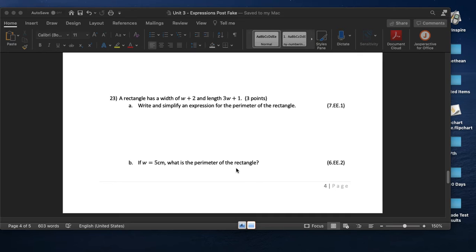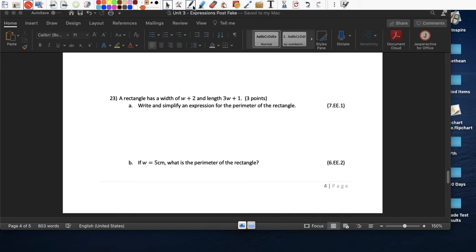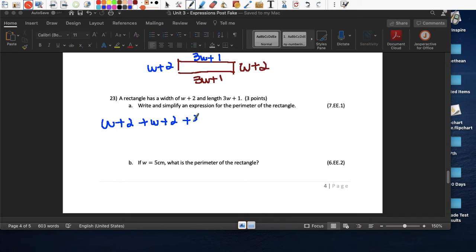A rectangle. So we did this in class today, or something like this. So we have a rectangle. The width is w plus 2, and the other one is 3w plus 1. Find the perimeter. So remember, this is also 3w plus 1, and this is w plus 2. So we have to add all the sides. w plus 2 plus w plus 2, because there's 2, plus 3w plus 1, plus 3w plus 1.